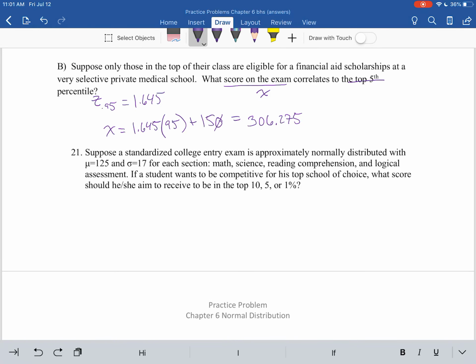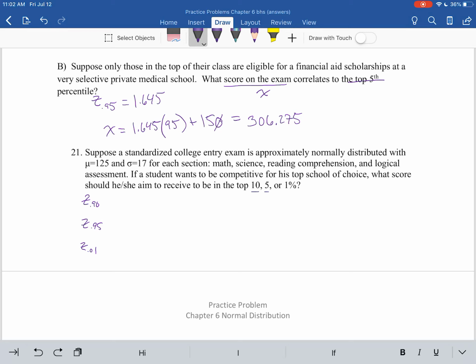Moving along for number 21, the key thing we're looking at here is the top 5, 10, and 1 percentile given a new mean and a new standard deviation. So now we're still trying to find the value of x, the score given a mean and standard deviation, and we're given these percentiles. If you're in the top percentiles, we're looking at a z of 0.9, which would be the top 10 percentile, a z of 0.95, which is the top 5 percentile, and a z of 0.01.